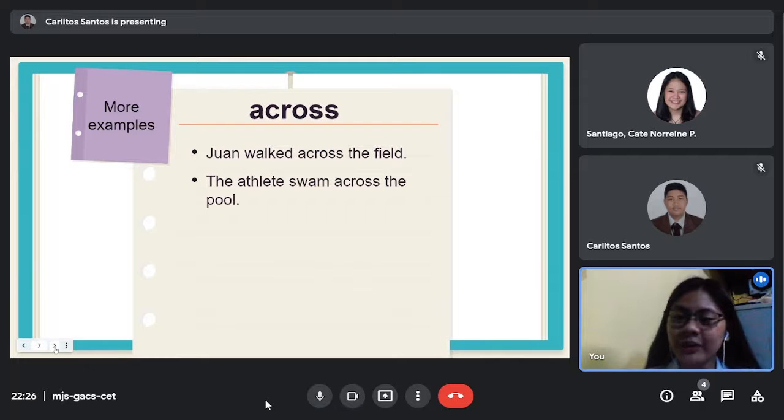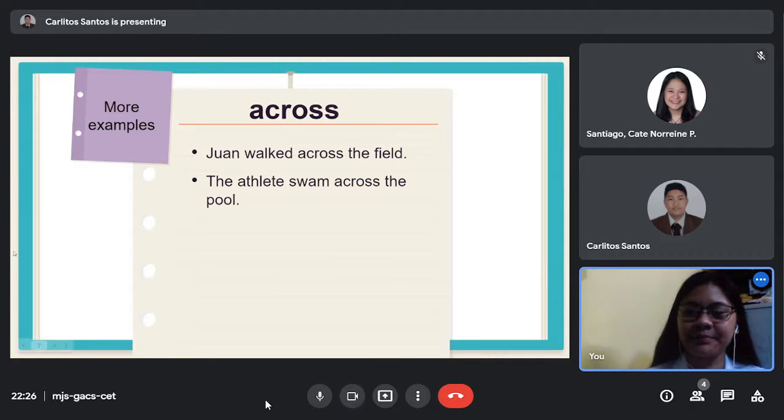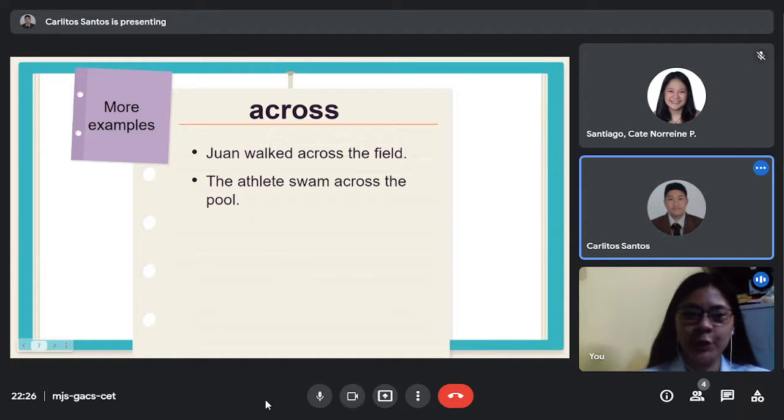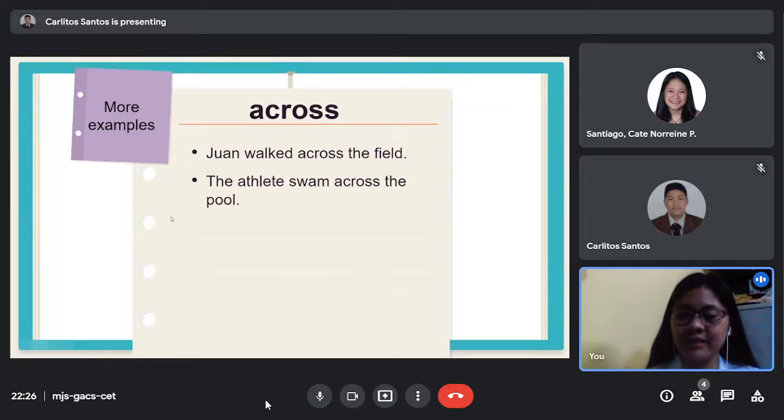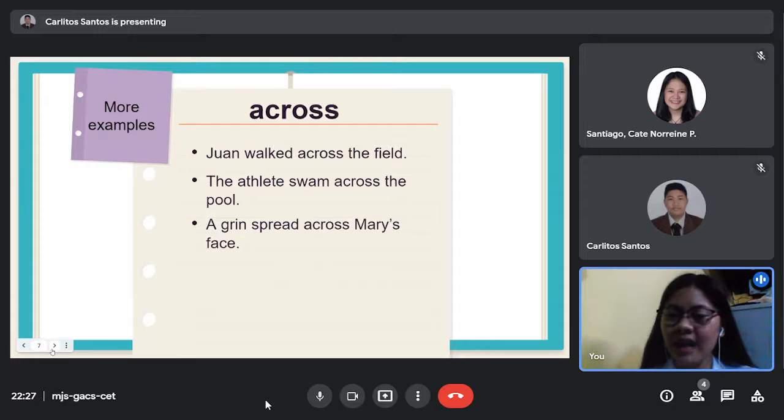Will someone please read the presented sentence? May I, ma'am? Go ahead, Mr. Carlitos. The athlete swam across the pool. Thank you. And then let's have the next sentence as well. Miss Kate, you were raising your hand earlier. Yes, ma'am. In here, the sentence is: a grin spread across Mary's face. Thank you. And then let's have the last two sentences.